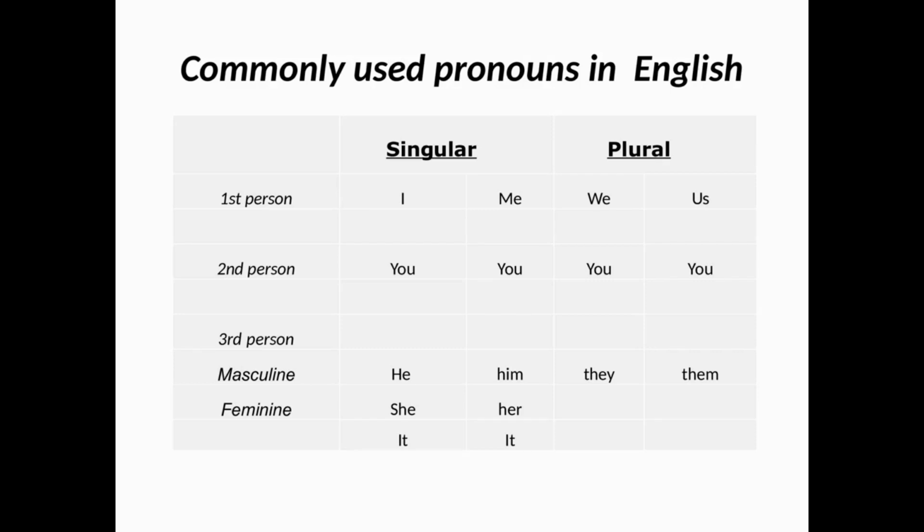The second person pronoun represents a person you are speaking to. We use the pronoun you in this case. The third person pronoun represents a third person being talked about. We use pronouns like he, she, it, they, or them in this case.